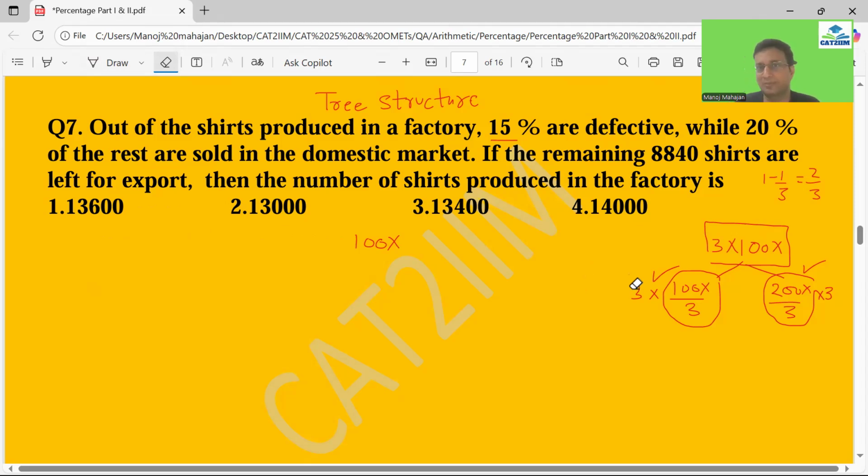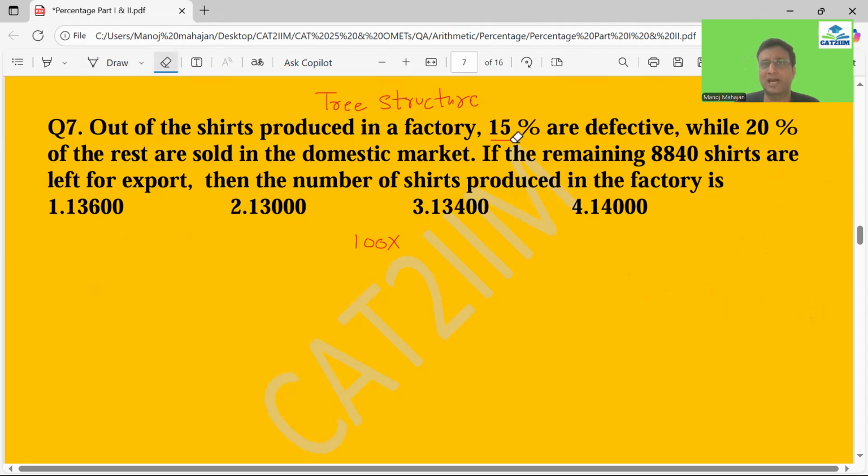So I just took one example out here to make you understand. Let's get back to the solution out here. So you can start with 100x, 15% as a fraction. I told you to convert into fraction, divide by 100. So what do I get is 15 by 100, which on simplifying would be 3 by 20.